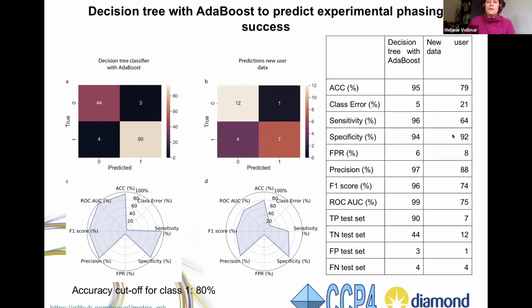But at that point, I didn't actually know what the reason was why the performance was so much lower. So the decision was made to deploy it anyway in Diamond's automated pipelines, just to get some experience in what it actually means running it on a larger number of data.